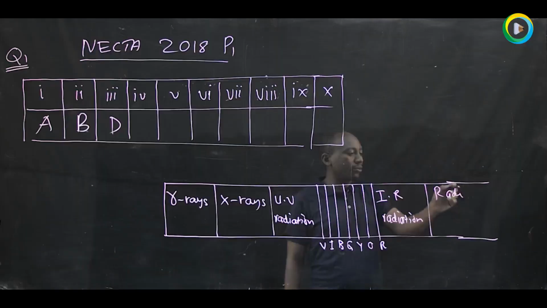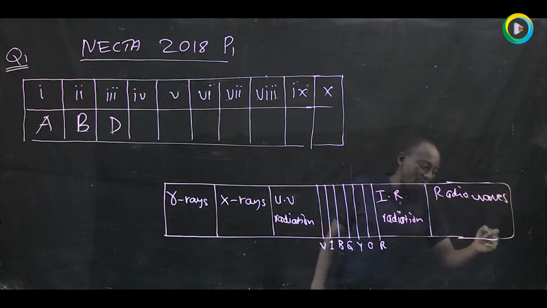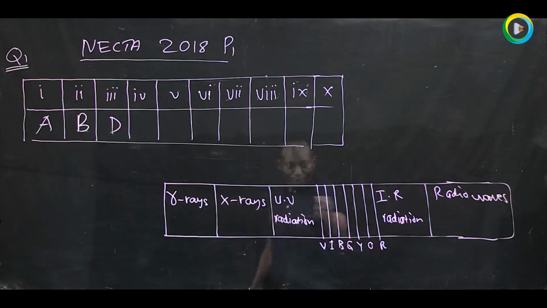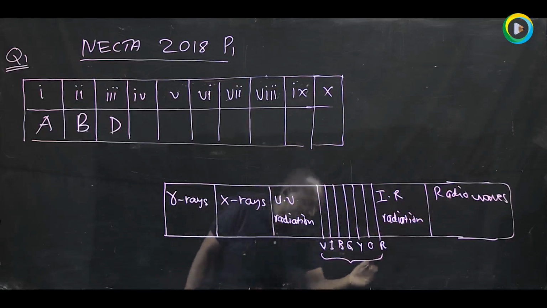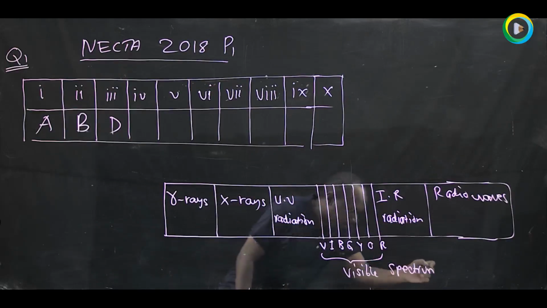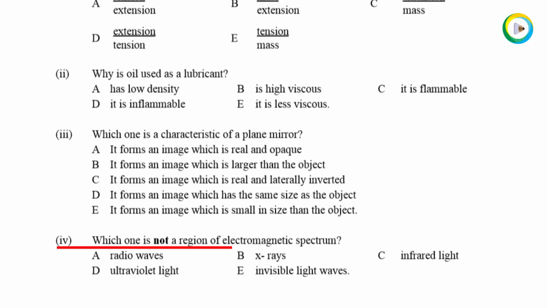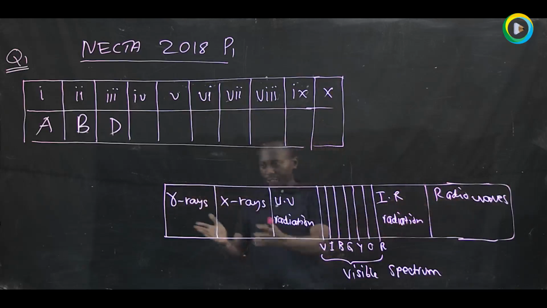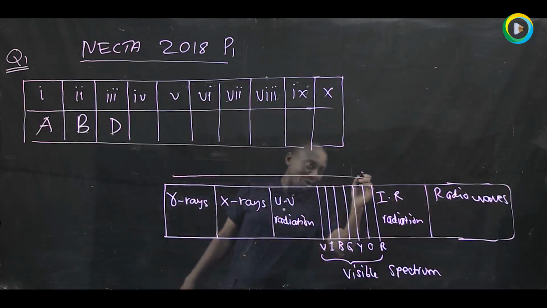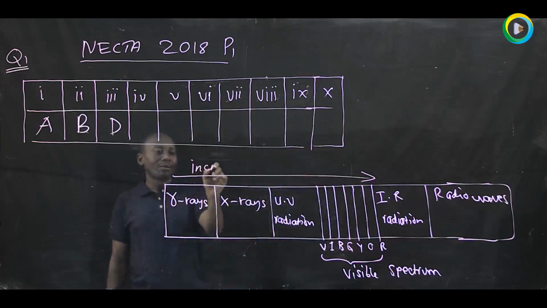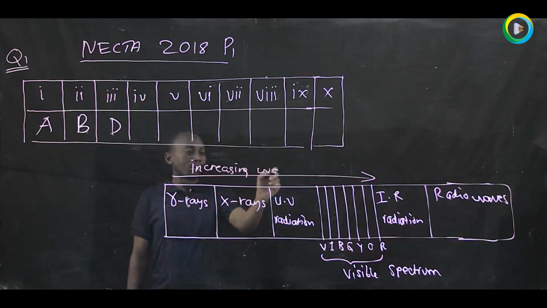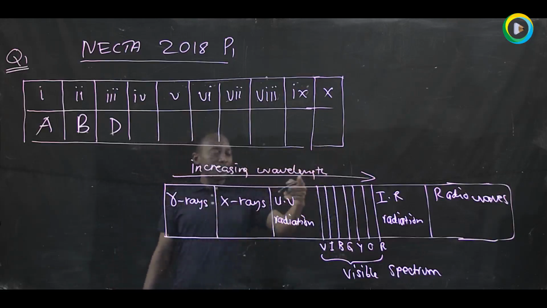We have radio waves, microwaves, radar waves, TV waves, and radio broadcasting. These are the electromagnetic waves. This is the visible radiation, the visible spectrum. The question says, which one is not a region of the electromagnetic spectrum? This is the electromagnetic spectrum, an arrangement of all electromagnetic waves in order of their wavelengths. As you go in this direction, you go in the direction of increasing wavelength.